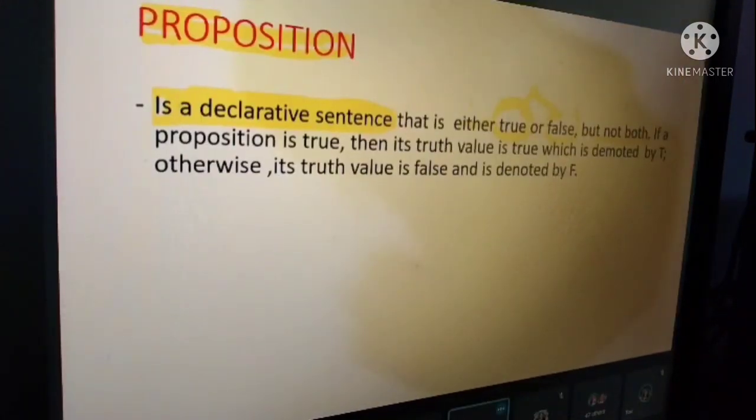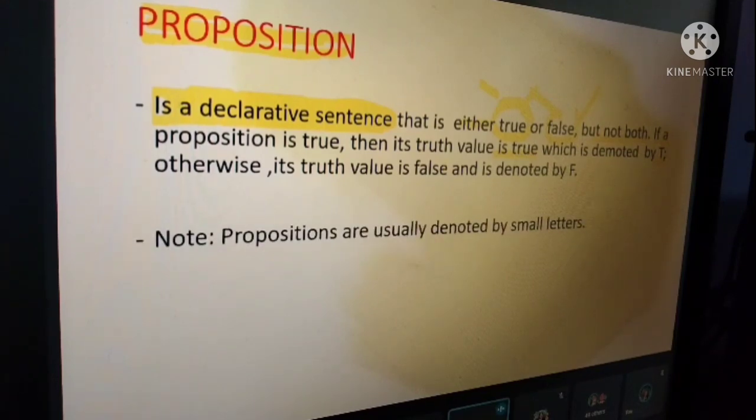A letter that ends with a period. Pangalawa, that statement must be answerable by true or false. Pero hindi pwede na ang sagot ay pwede true, pwede false. Dapat isa lang, pwedeng true, pwedeng false. At ang tawag doon ay truth value. If a proposition is true, then its truth value is also true, which is denoted by T. And otherwise, its truth value is false and it is denoted by F.